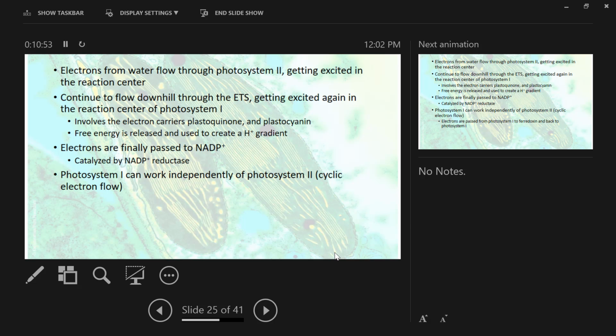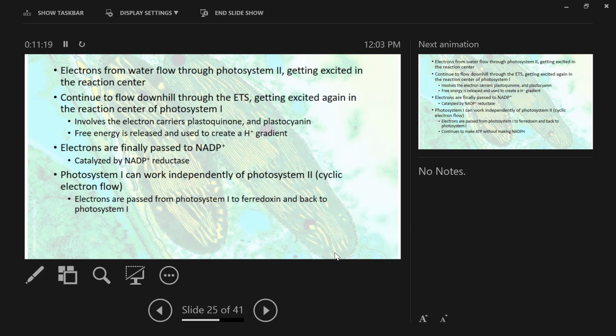So photosystem 1 can work independently of photosystem 2. Now photosystem 2 comes first. Photosystem 2 strips the electrons away from water, transfers them down the electron transport system, which photosystem 1 is part of. But photosystem 1 can work without photosystem 2. We call this cyclical electron flow when photosystem 1 is operating independently.